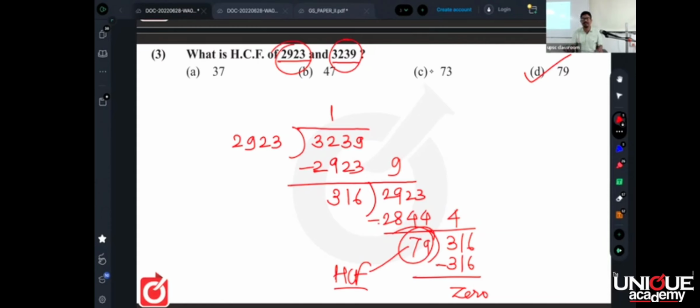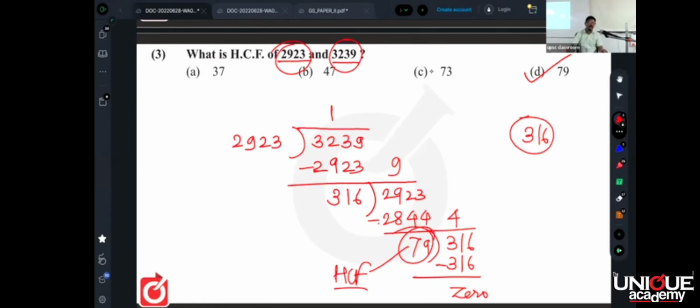So what is the difference between these two? Even though these are 4-digit numbers, they are very close to each other. So the difference between these two is 316. So 316 also has to be divisible by the HCF. In fact, the HCF can be at most equal to their difference. Are you getting me? The HCF can be at most equal to their difference. And as I said, the difference is also divisible by the HCF, right? So the difference is how much?